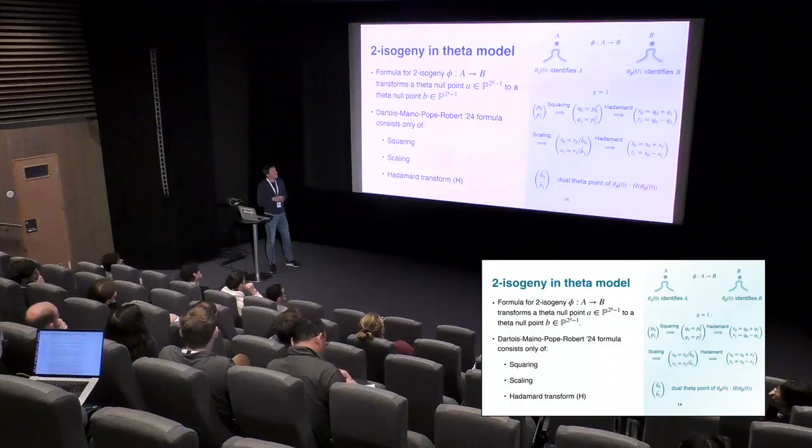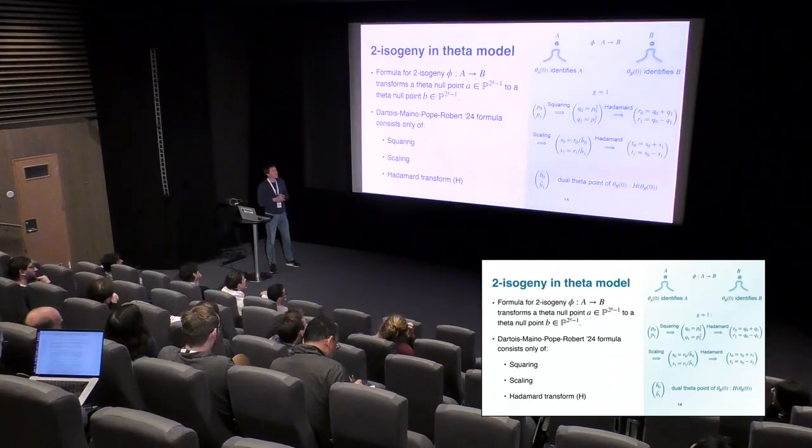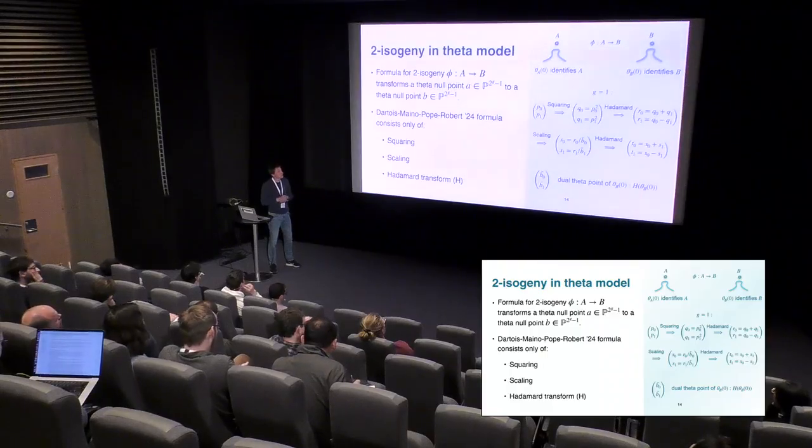And their formula to evaluate some random point consists only of 3 simple operations: squaring, Hadamard transformation, and scaling. And Hadamard transformation is just a linear transformation. It's a matrix vector multiplication. So basically, to evaluate the point, you get the point on variety B.